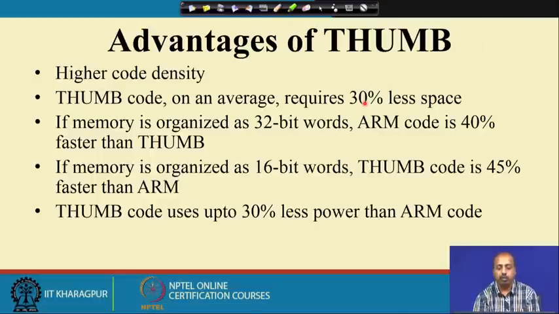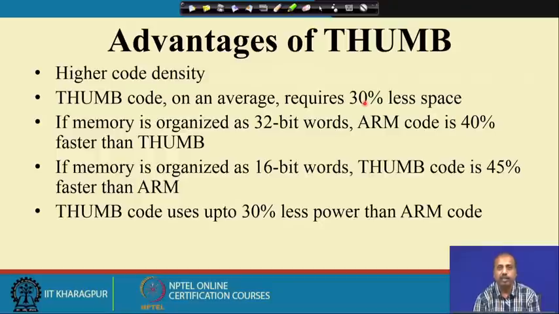The thumb code on an average requires 30% less space. These are all statistical data, so it is not true in general. If you take any arbitrary program, this may not hold, but statistically it has been seen that it requires 30% less space.